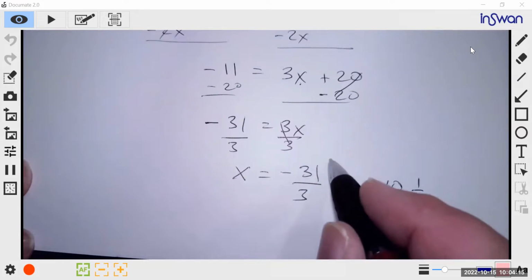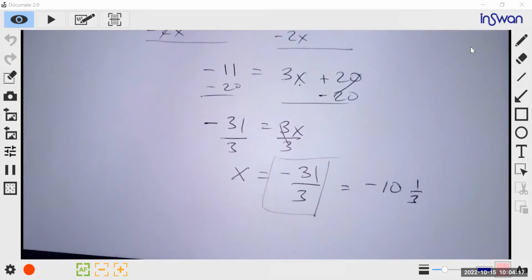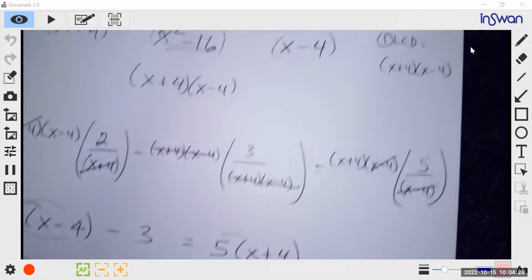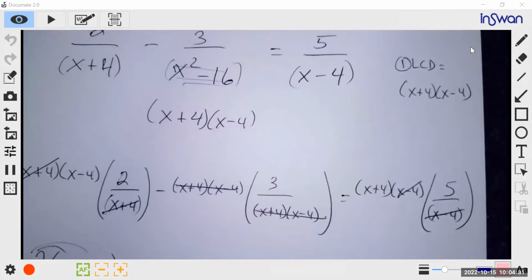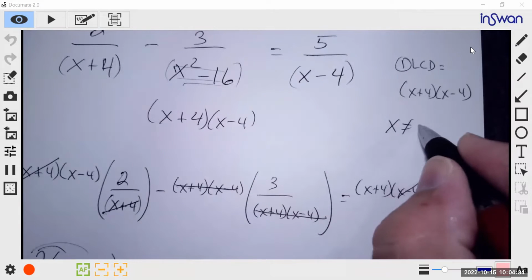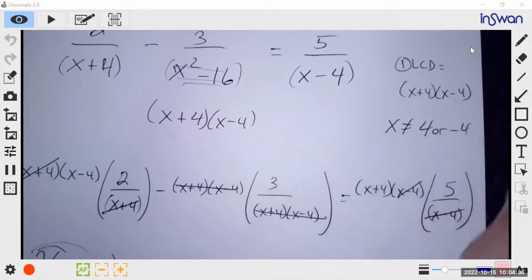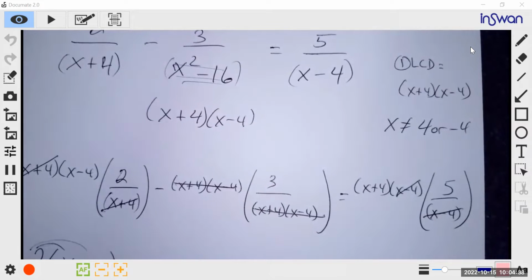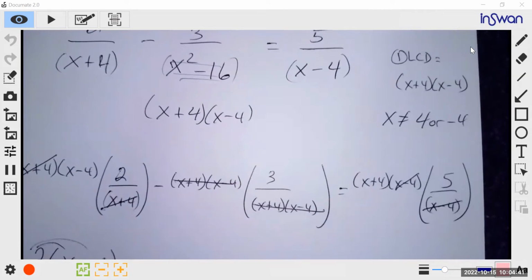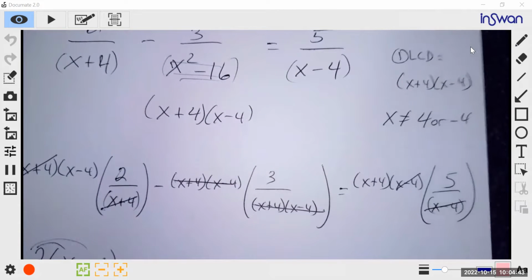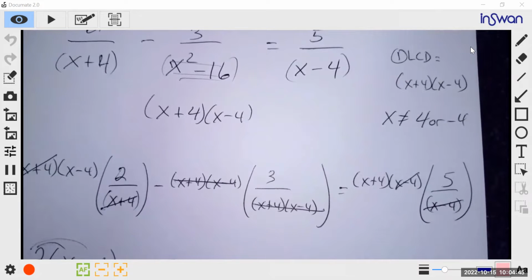But when you check it, it's always easier to check it in proper fractions. What are our x's we can't use? Right, we cannot use 4 or negative 4, right? Perfect. We should have done that sooner, but I forgot. Okay, so that's one of the special factors.